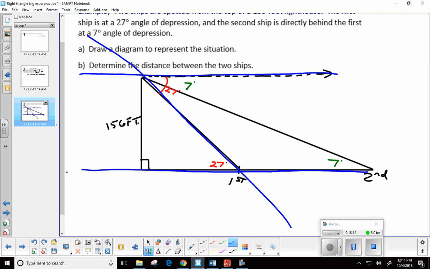So do you guys remember hearing phrases like corresponding angles, same side interior? What would these be? The 27 and the 27. Same side. Oh, you're so close. They're not the same side. Different sides. So you can say opposite side or alternate interior. There we go. And the same reason here, this other line that's much more horizontal, again, the 7 and the 7. Is everybody okay with how I did that?